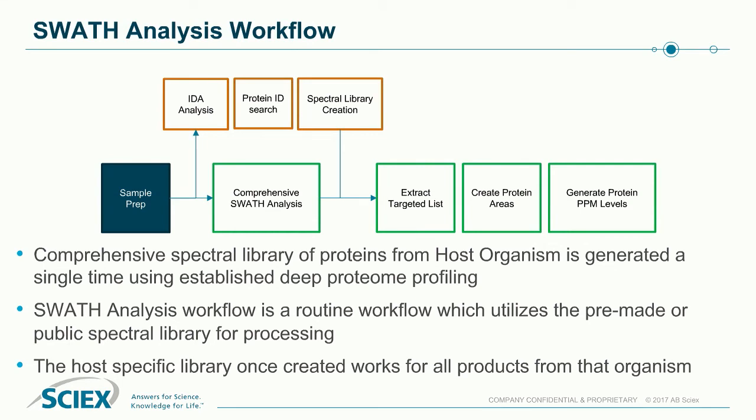Once we have this spectral library, we're then just down to the comprehensive SWATH analysis. You'd run your samples with SWATH analysis, and you would use this spectral library of hopefully as many of the proteins that can be expressed from your organism as possible to extract data. You do this targeted extraction, followed by generating peptide and protein areas, and then you generate PPM levels.